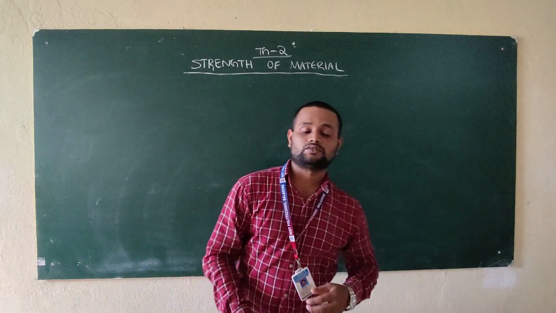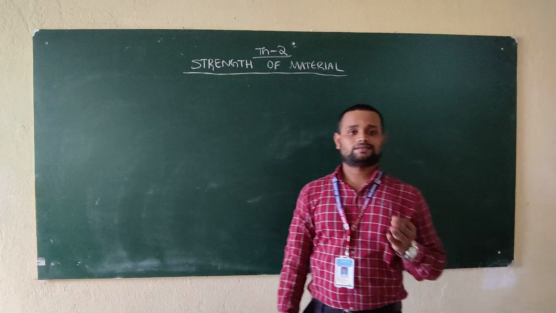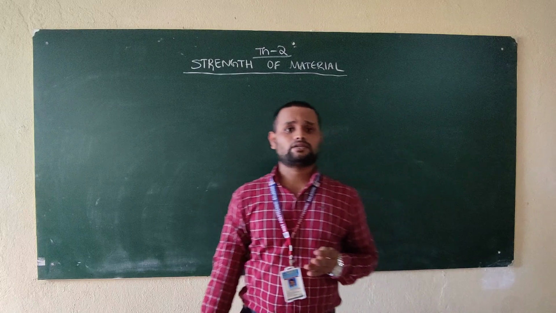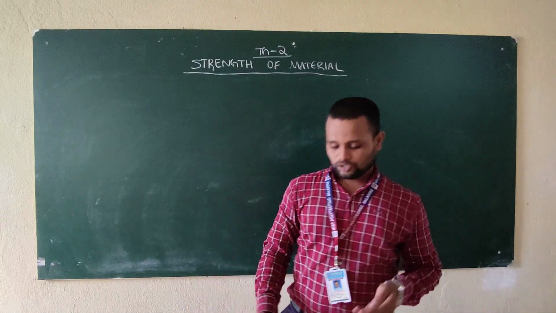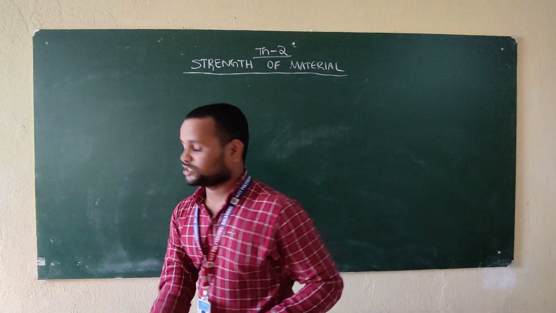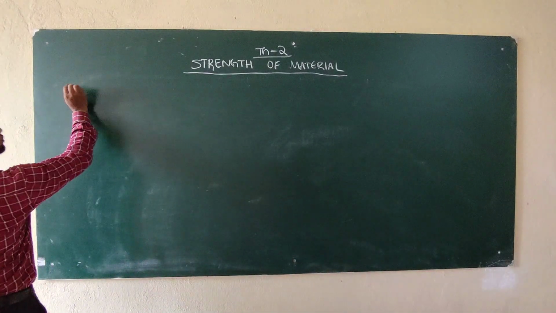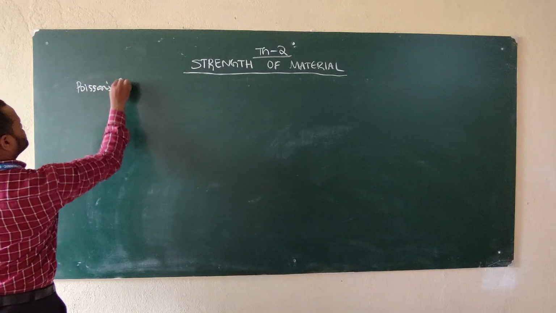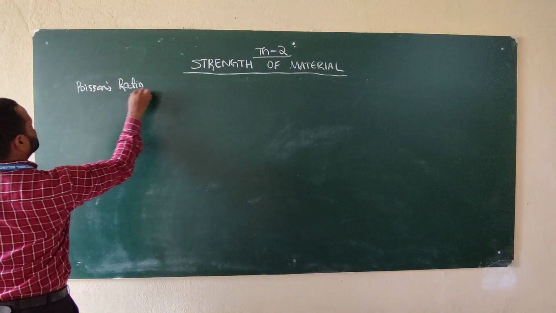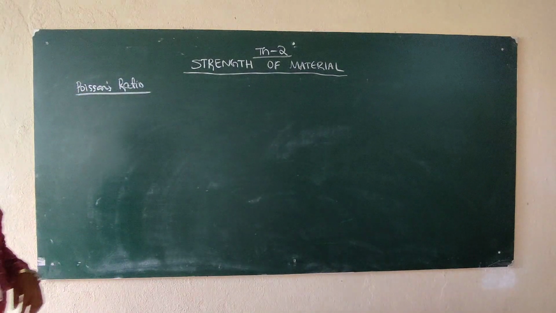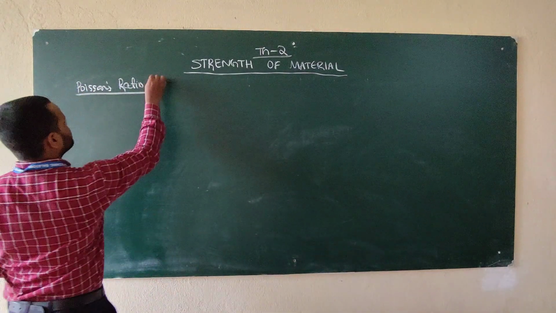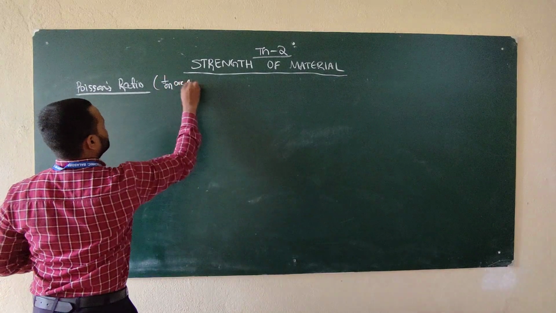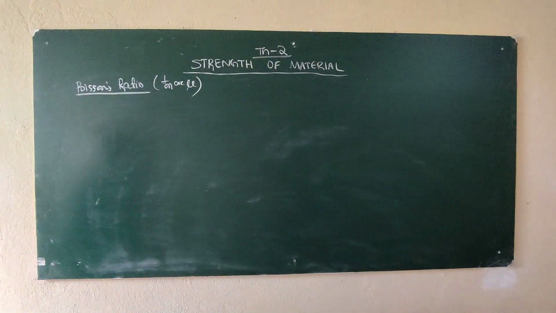In the previous class, we have studied types of strain. That means lateral strain, primary strain or linear strain, secondary strain or lateral strain, and volumetric strain. So now we will discuss another term, that is Poisson's ratio. Poisson's ratio, that means not Poisson actually, it is the name of the scientist. Poisson's ratio is 1 by m, or you can say mu.